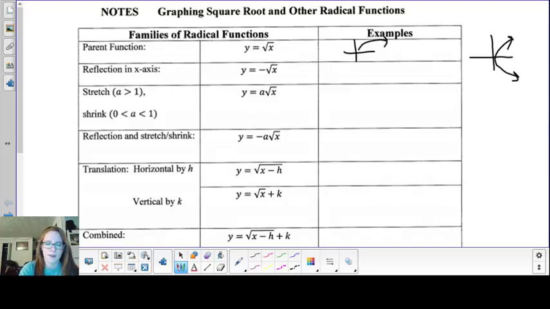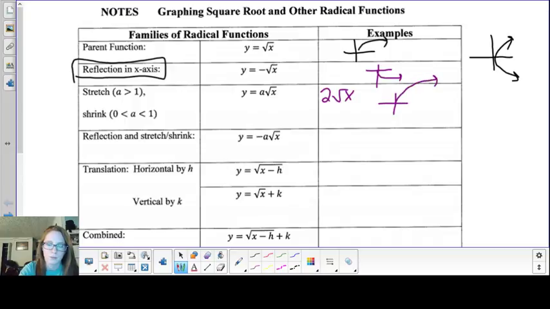When I take that guy and I multiply it by a negative, he's going to reflect, hence the reflection part. And that means that he's now going to be going downward. So he's going to look like that. If I have, say, 2 here, so I have the square root of 2x, that guy's going to be getting bigger. So he's going to stretch and get really, really tall.